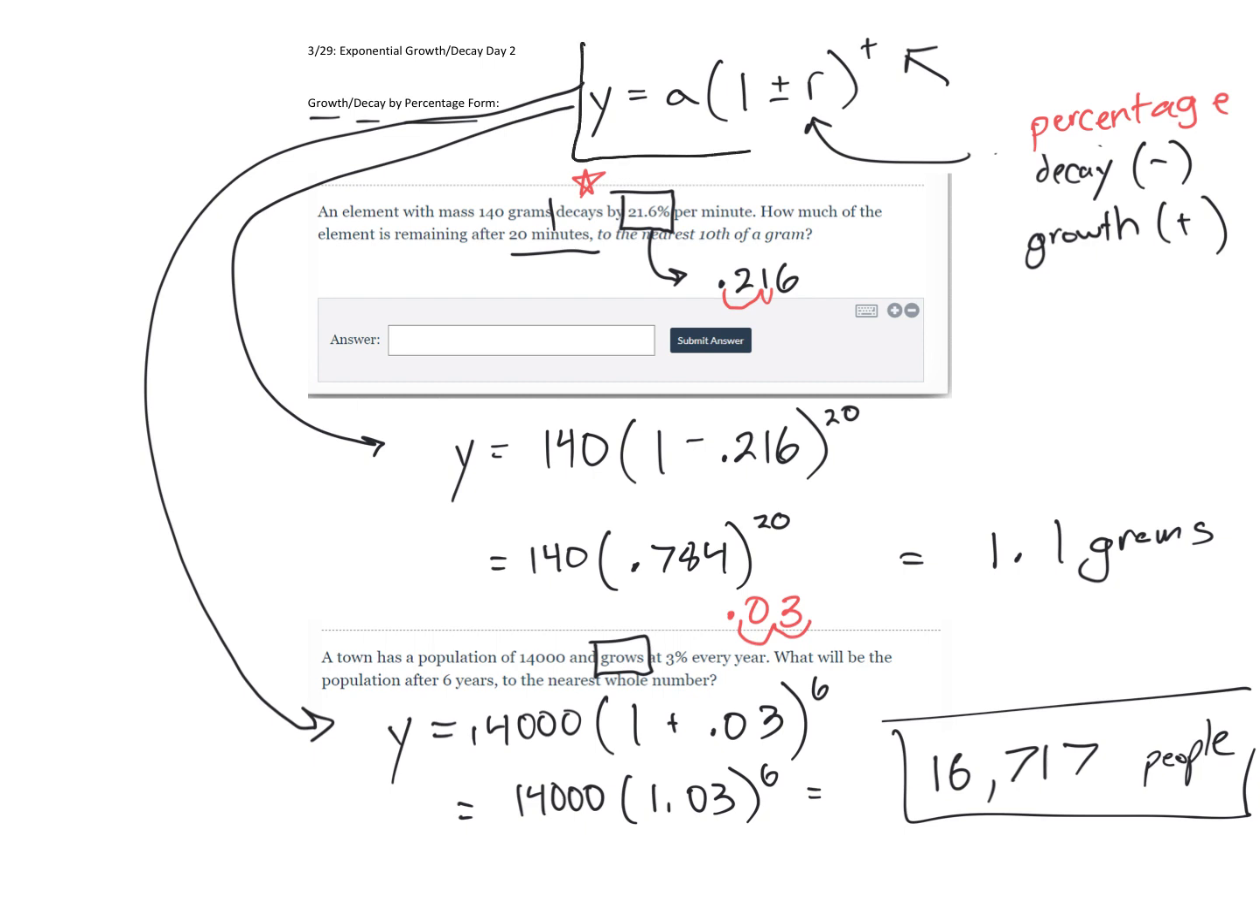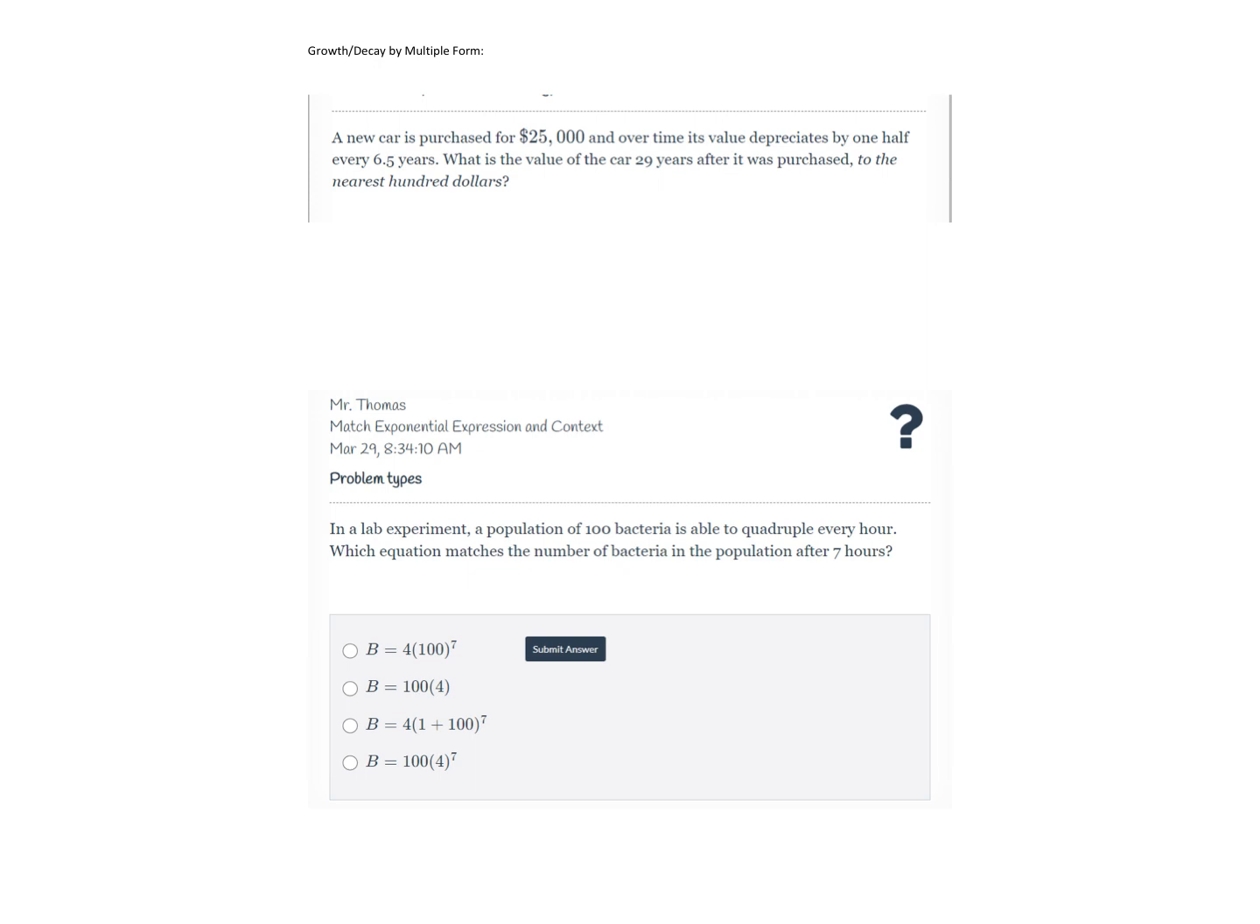But concentrate, make sure you understand this format of the equation of growth or decay by a percentage. R is that percentage. You add it or subtract it to the 1. Now these two are a little different. It's not a percentage increase or decrease. So let's read. A new car is purchased for $25,000, and over time, the value depreciates by 1/2 every 6.5 years.